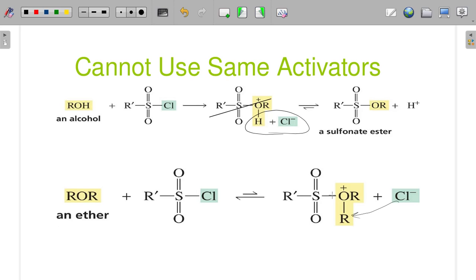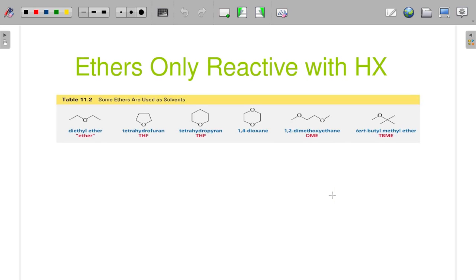So the only way to get ethers to behave like good leaving groups is to do it under acid conditions. But since ethers really only react with acids, HXs in particular, we end up using them a lot as solvents. And almost all of our major solvents that we actually mentioned throughout this chapter, this semester, THF, ether, THP, DME, they're just ethers. We use these abbreviations just because they're a little bit more common.